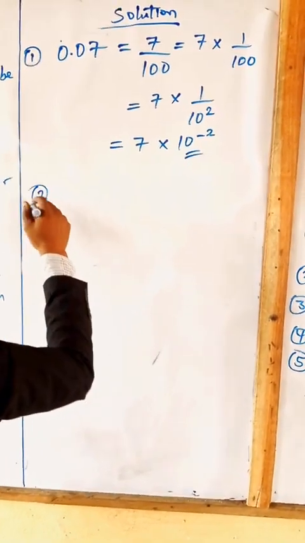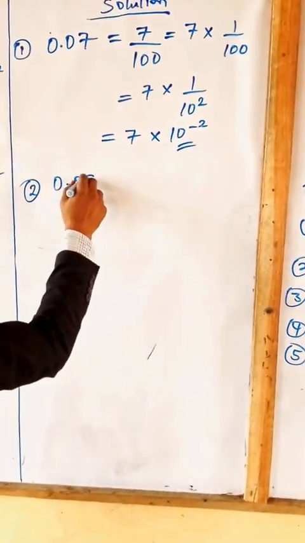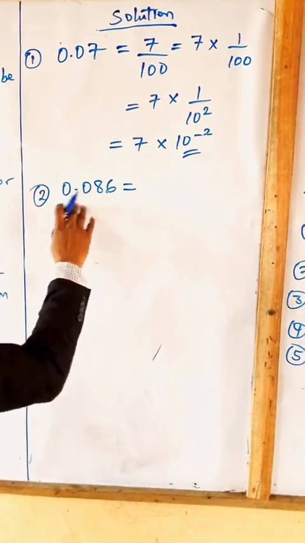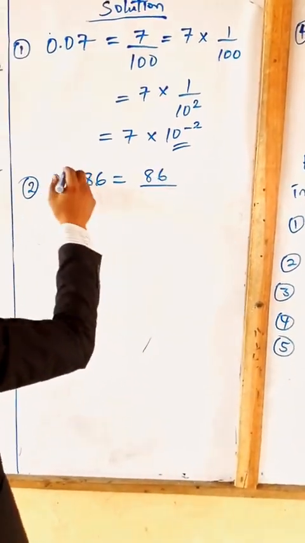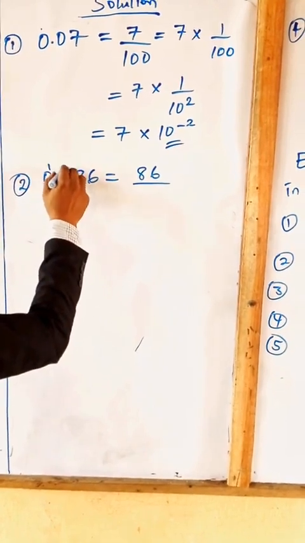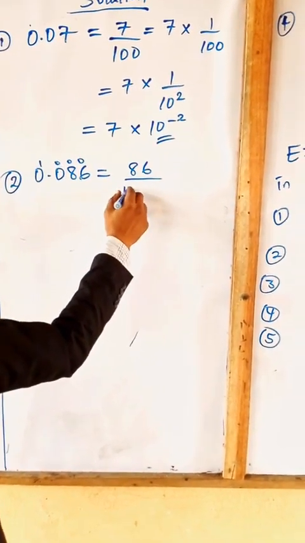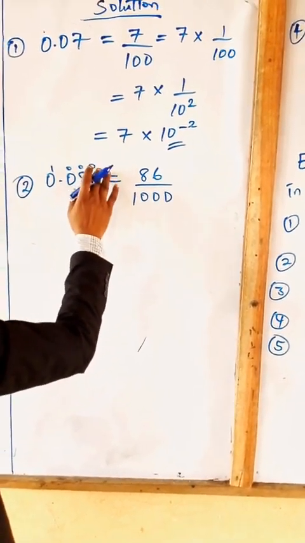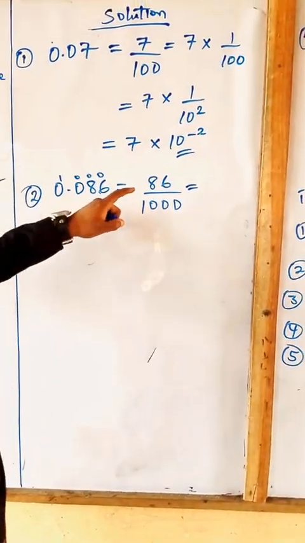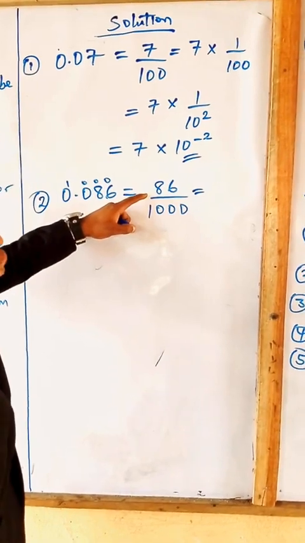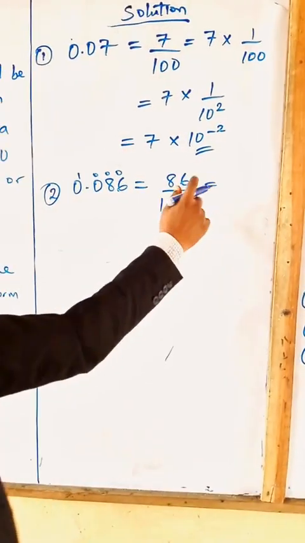Number 2, we have 0.086. We are going to write this number in form of a fraction. We are going to have 86 over 1,000. And don't forget that the value of a should be between 1 and 10, so we cannot use 86.